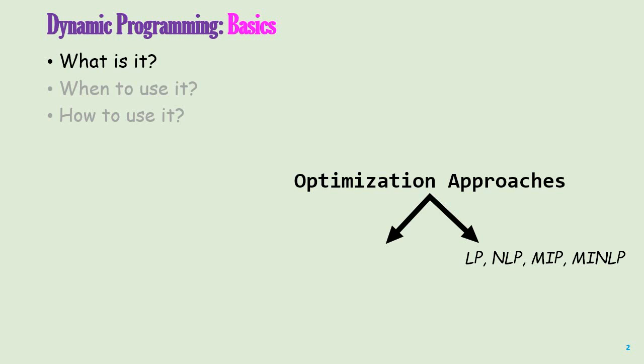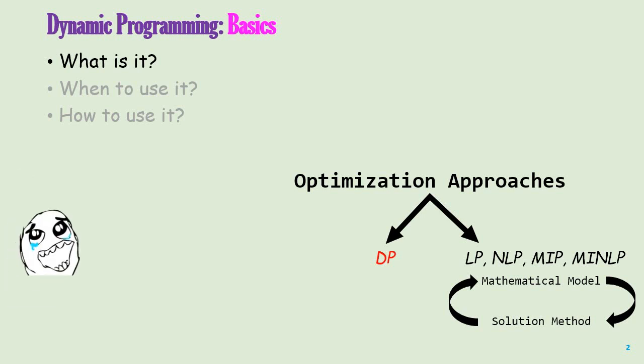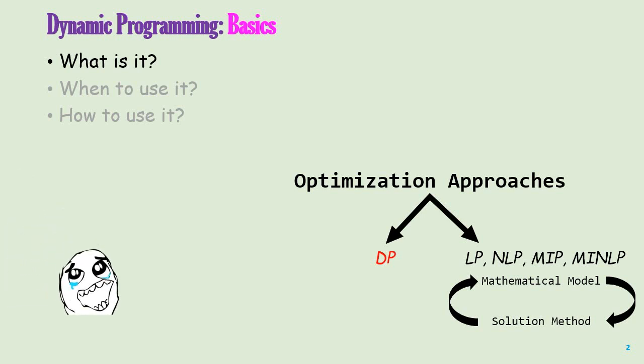In linear programming, nonlinear programming, mixed integer programming and mixed integer nonlinear programming, the basic idea is that you create a mathematical model and you use a corresponding solution method to solve that mathematical model. Whereas in dynamic programming, you do not need any mathematical model. However, you need to understand the elements of dynamic programming, and then you use a recursive method to solve the dynamic programming problem.